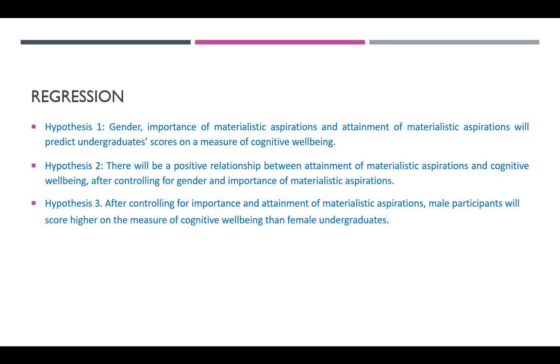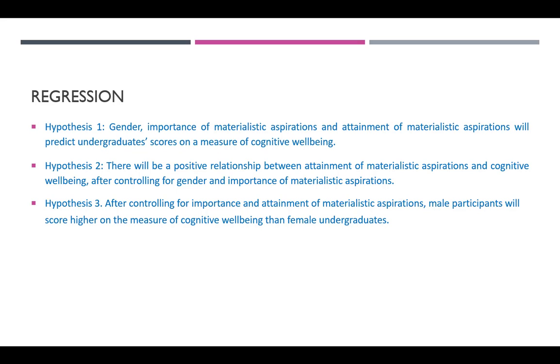With this, I think it's helpful to remind ourselves of what kinds of variables we were looking at, and what our hypotheses were. Our first hypothesis is very much about how each of our predictors comes together to help us understand scores on a measure of cognitive well-being. So we're interested in gender, which is a binary, dichotomous variable, and then importance of materialistic aspirations and attainment of materialistic aspirations, which were both continuous variables in this example.